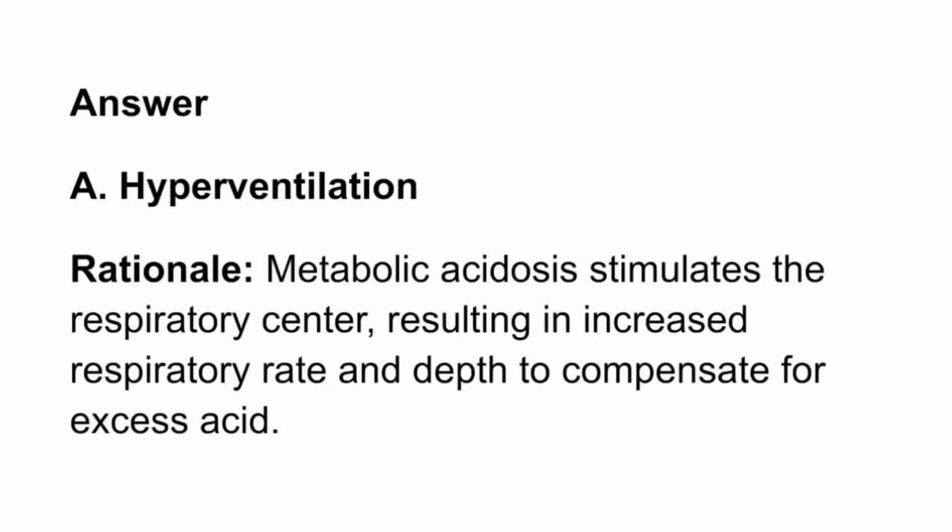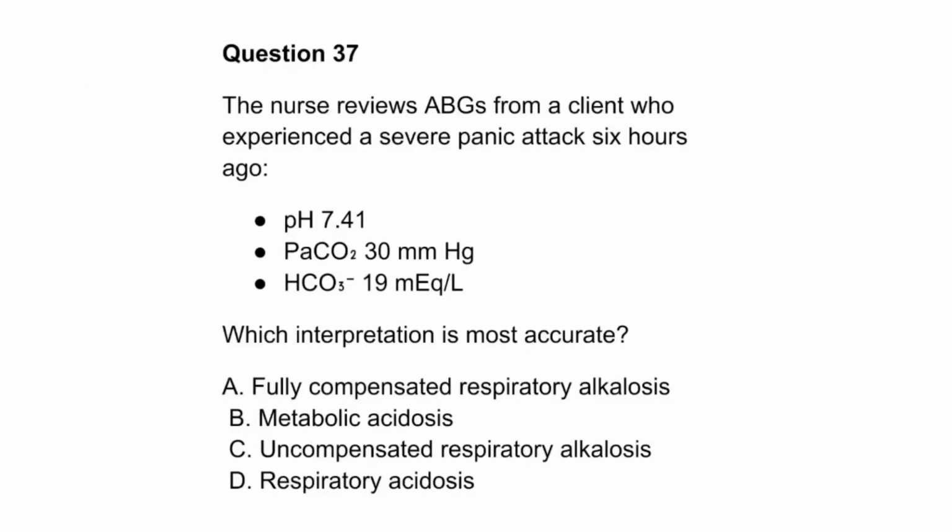Answer. A. Hyperventilation. Rationale. Metabolic acidosis stimulates the respiratory center, resulting in increased respiratory rate and depth to compensate for excess acid. Question 37. The nurse reviews ABGs from a client who experienced a severe panic attack 6 hours ago. pH 7.41. PaCO2 30 millimeters of mercury. HCO3 19 milliequivalent/L. Which interpretation is most accurate?